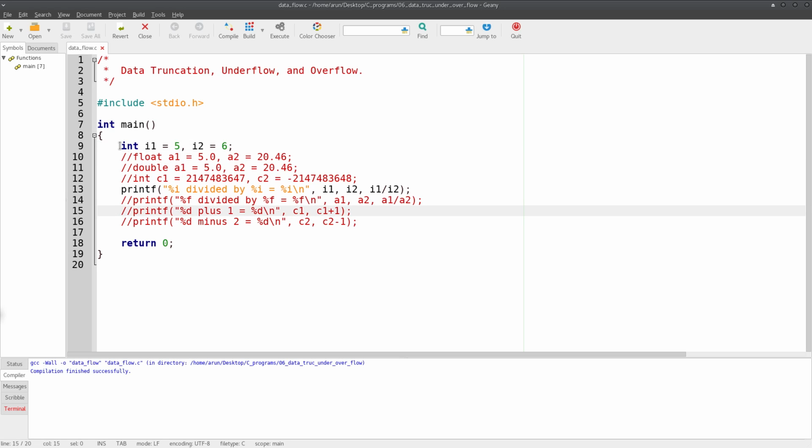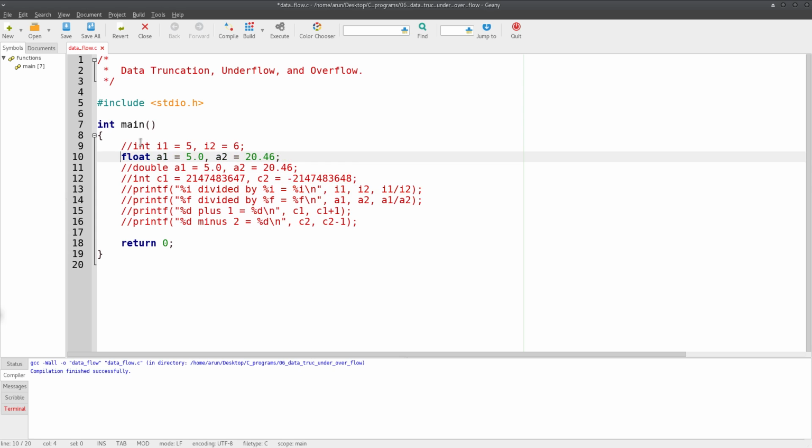The second data truncation occurs when the number is not being represented properly. For instance, let's take these two numbers. I have a float value a1, which is set to be 5, and then I have another value a2, which is set to be 20.46. On this line, I'm just saying that the result will be the corresponding division of 5 divided by 20.46.